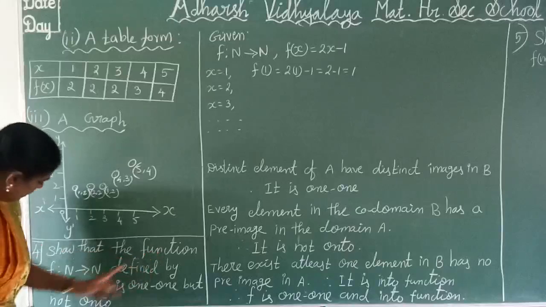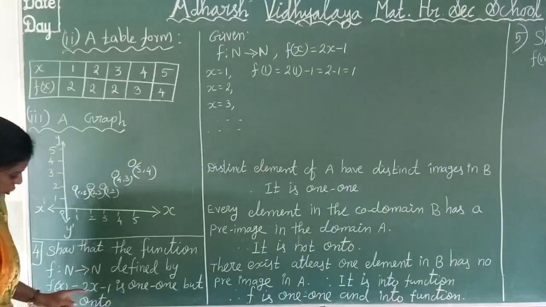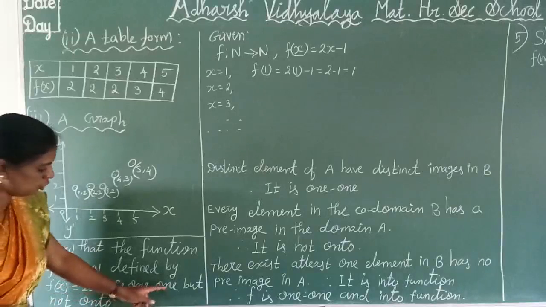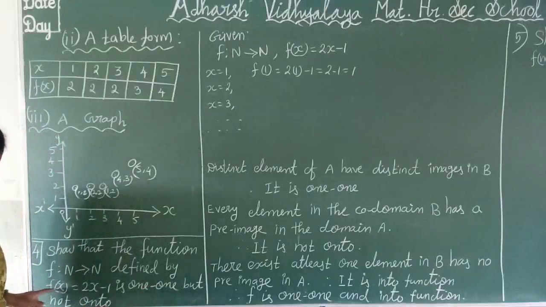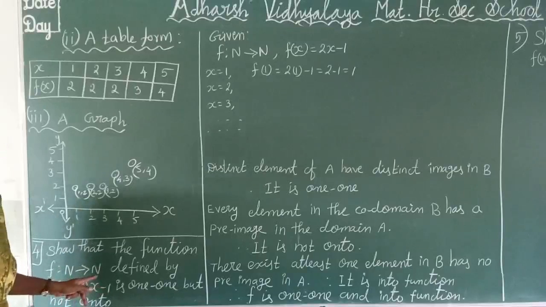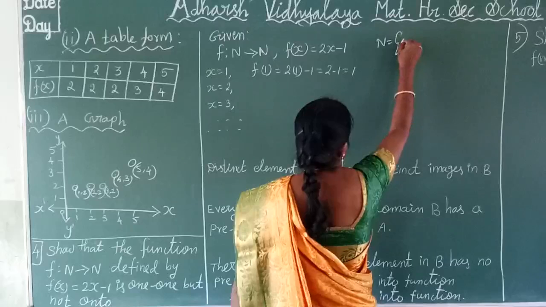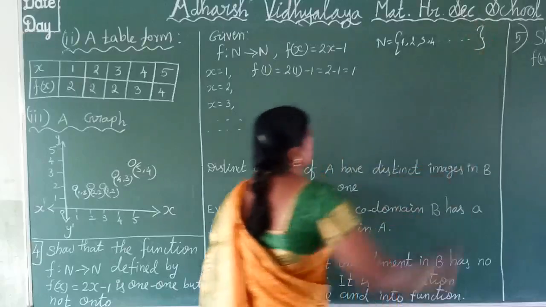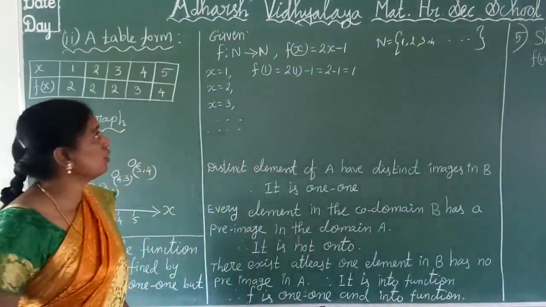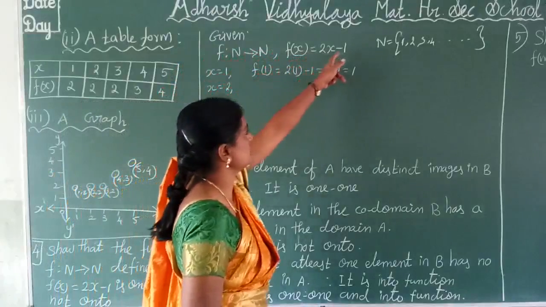Next one, fourth. Show that the function f from N to N defined by f of x equal to 2x minus 1 is one to one but not onto. So here what is the function? F of x equal to 2x minus 1. The function is f from N to N. N is natural numbers, which start from 1, 2, 3, 4 and go on.